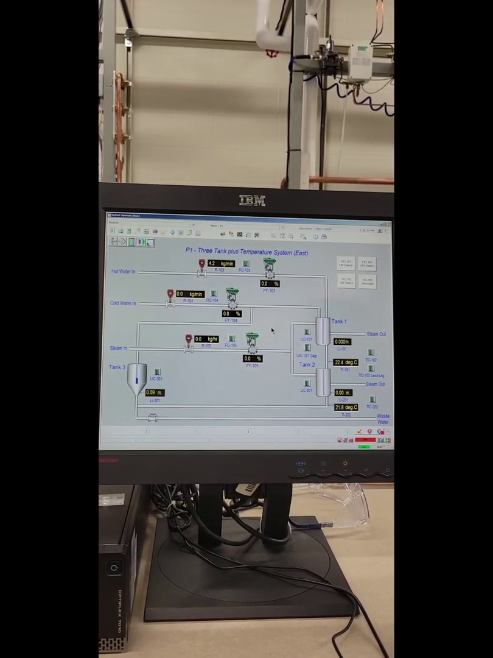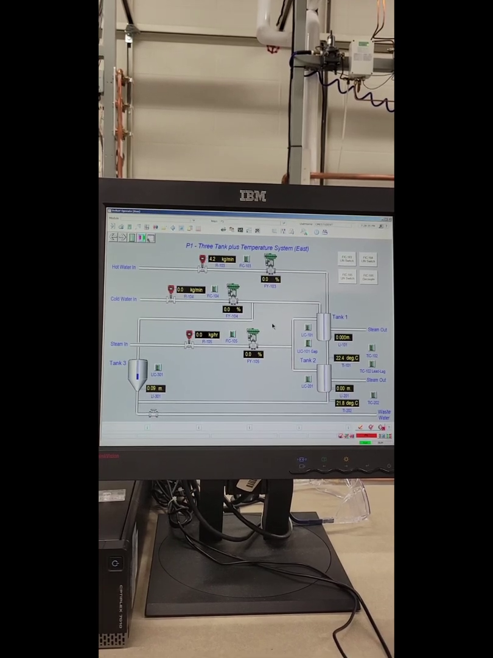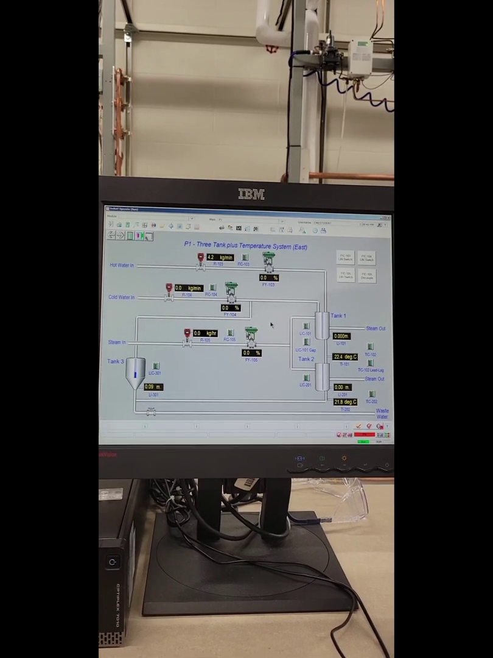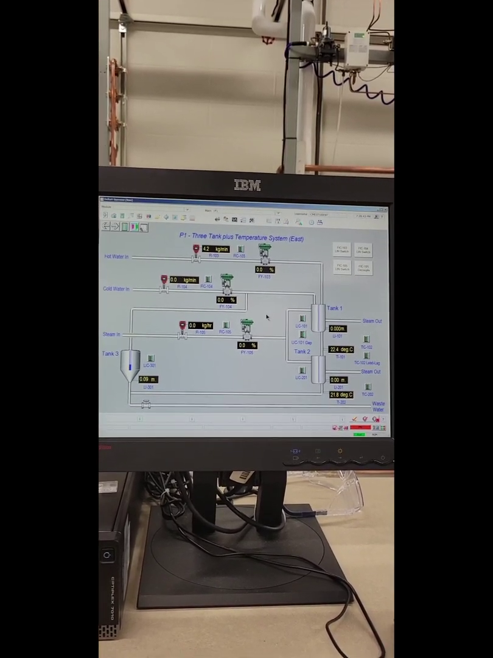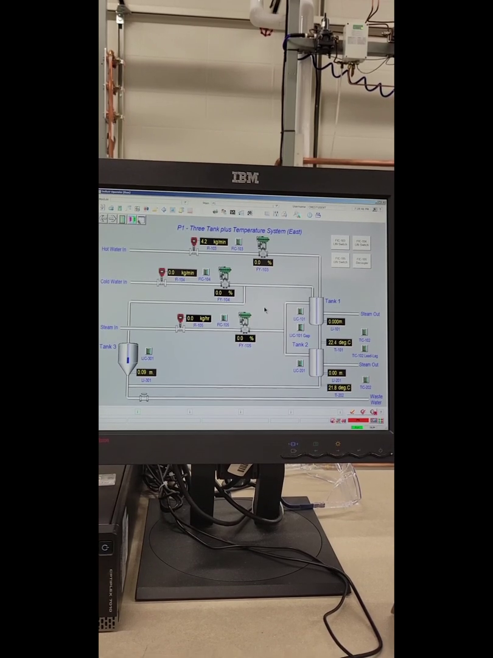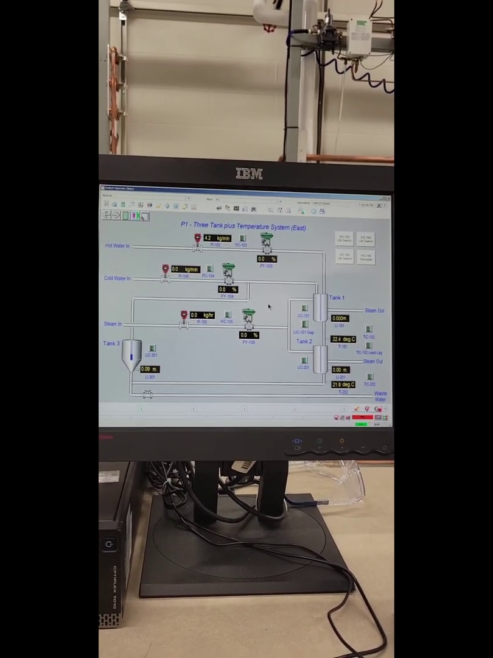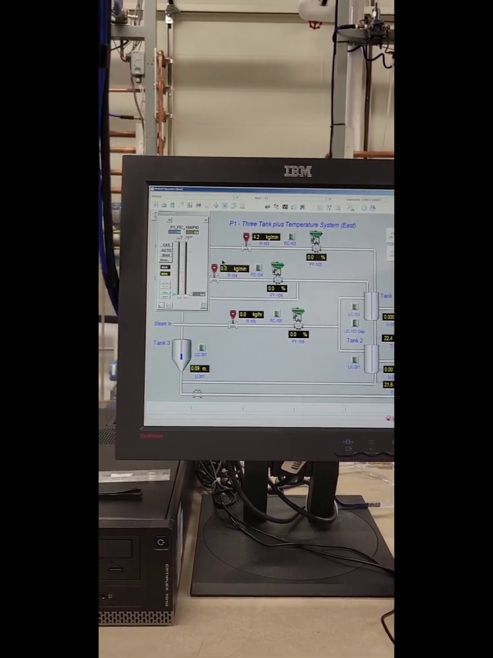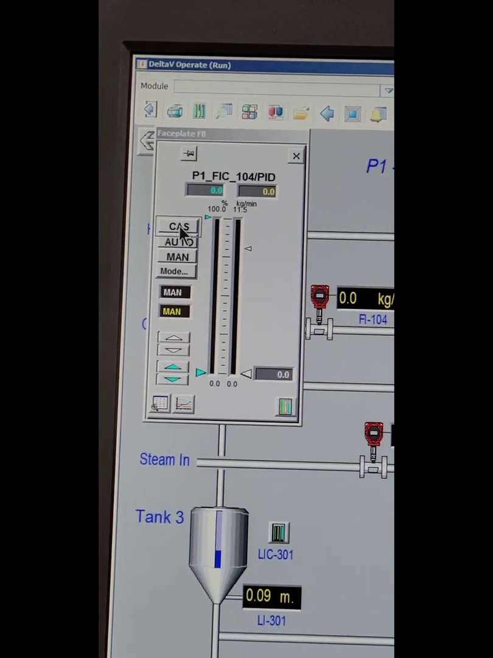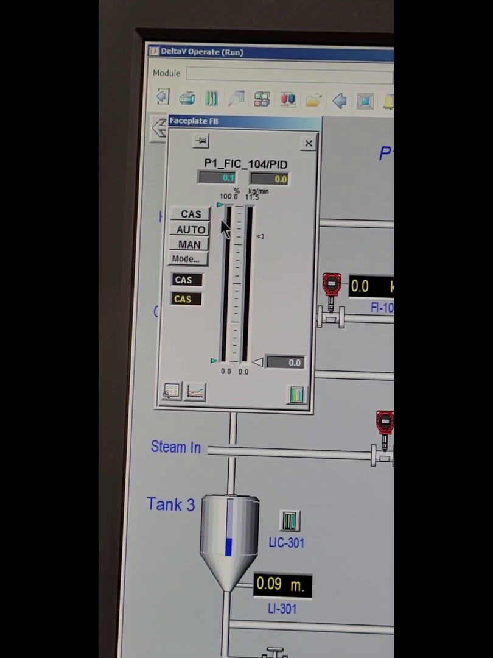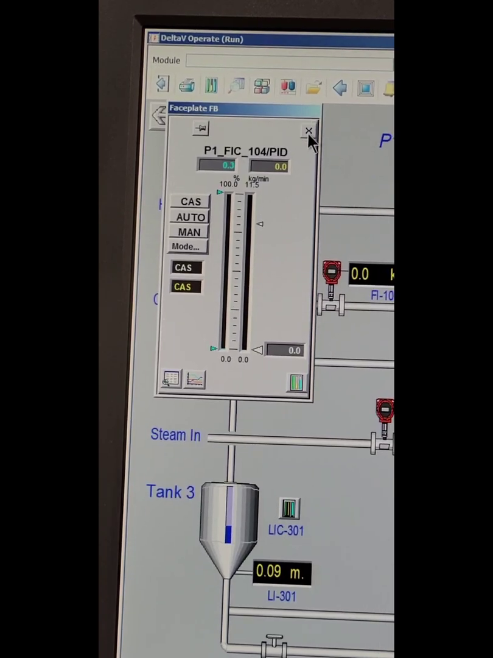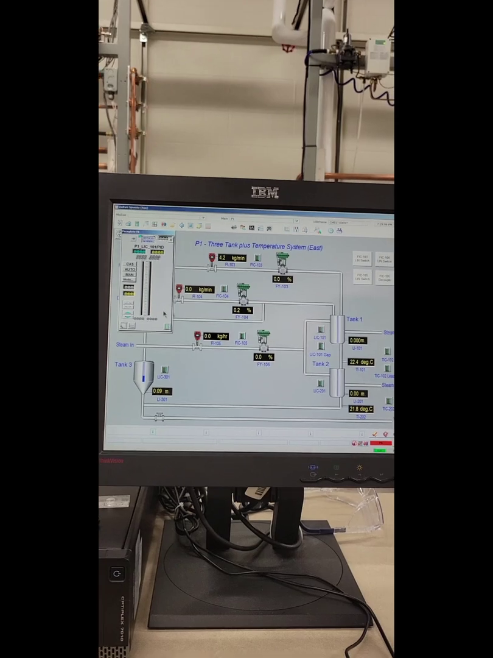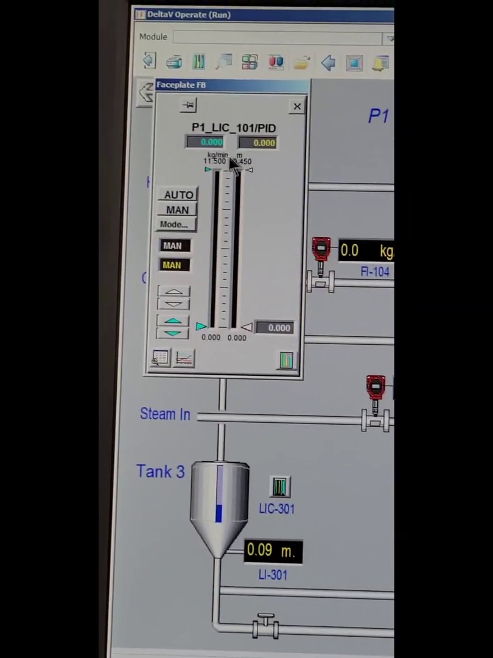Okay, right now we can run the experiment using Delta V operating system. In this lab, the data will be collected automatically by Delta V system. For the station P1, we should put the cold water flow controller FIC104 on cascade mode. So I select cascade here, and the level controller LIC101, this one, should be on auto.